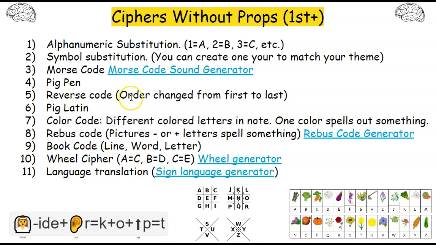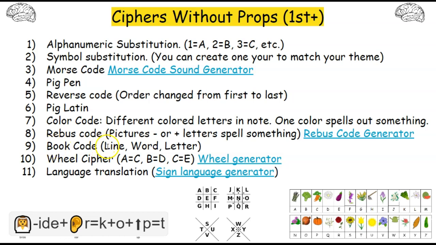A reverse code where the order is changed from first to last also will work. Pig Latin is another type of code. Color code, where you have different colored letters in a note and one color spells out something. Rebus code, where the pictures minus or plus letters spell out something. And here's another hyperlink to the generator and an example down here. This is when you put it all together is going to spell out breakout.